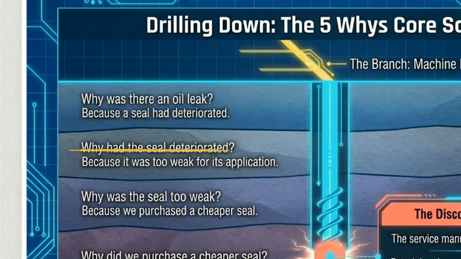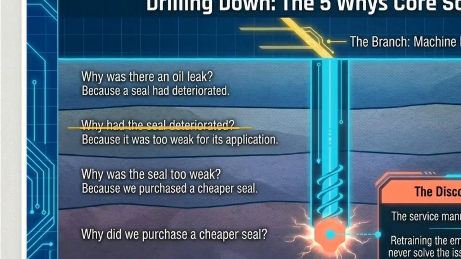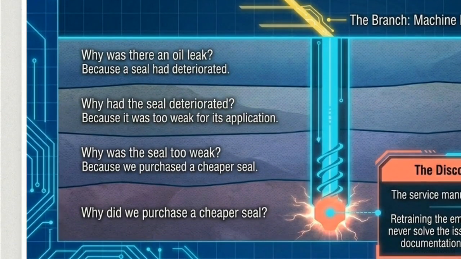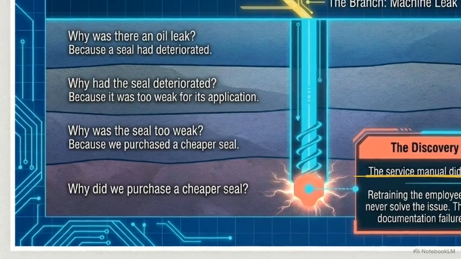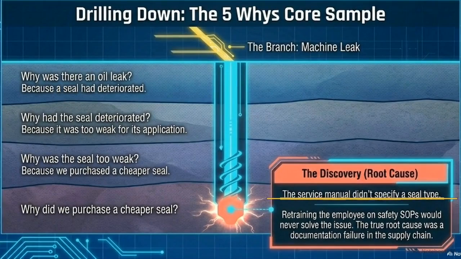Why had the seal deteriorated? It was too weak for its application. The descent continues. Why was the seal too weak? Because the purchasing team bought a cheaper seal. Why did they purchase a cheaper seal? At the bottom, we hit the real answer. The supplier's service manual failed to specify the required seal type.